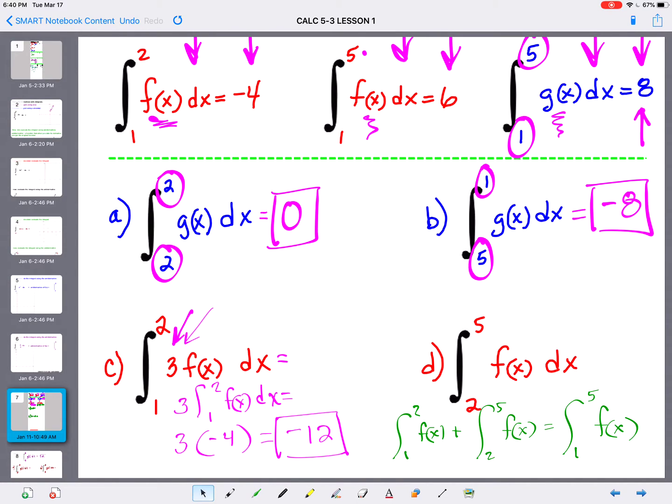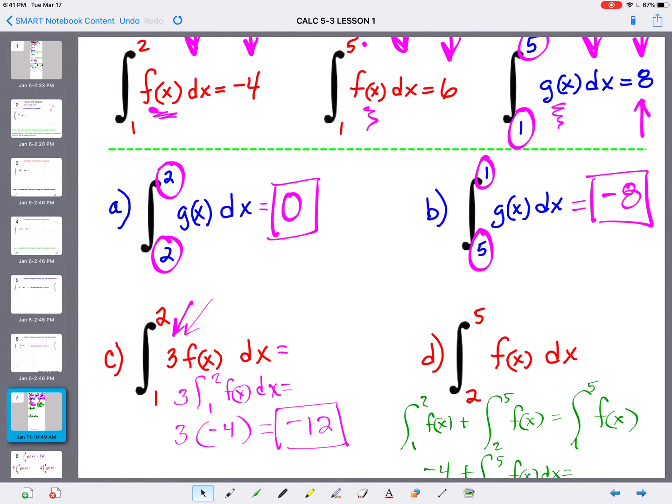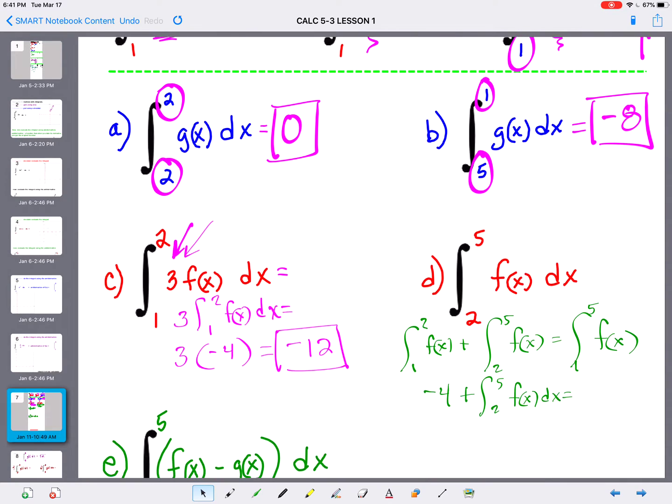So now take a look. The first one here, we know that. The 1 to 2 of f of x, that's -4. Put -4 plus. This one here, this is the one they want to know. So let's put that right here. The integral of 2 to 5 f of x dx equals, now the third one from 1 to 5. That was up here given to us. That area is 6. So let's put that here.